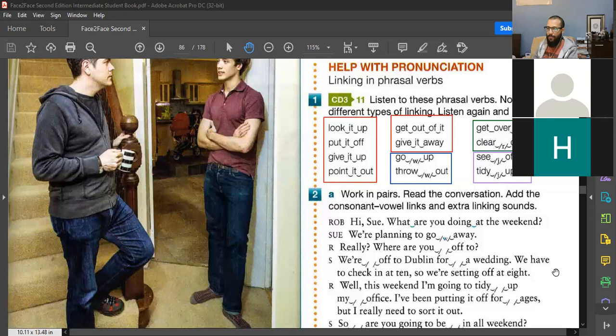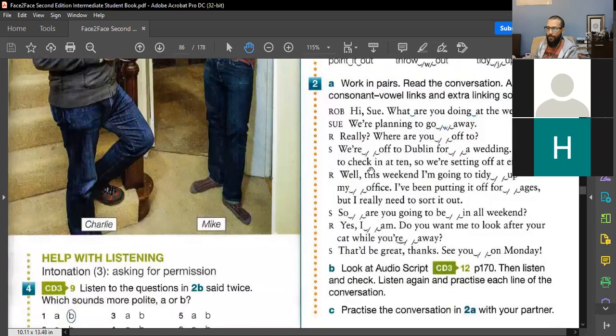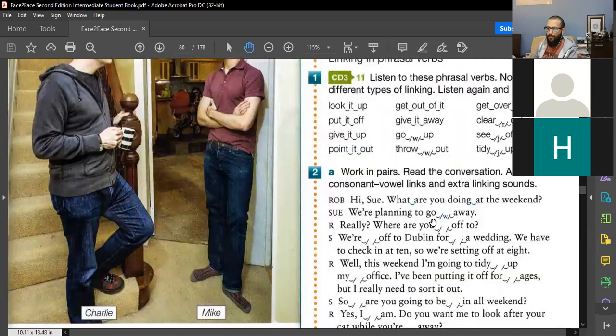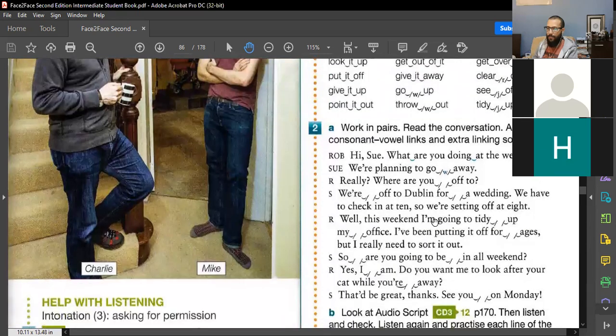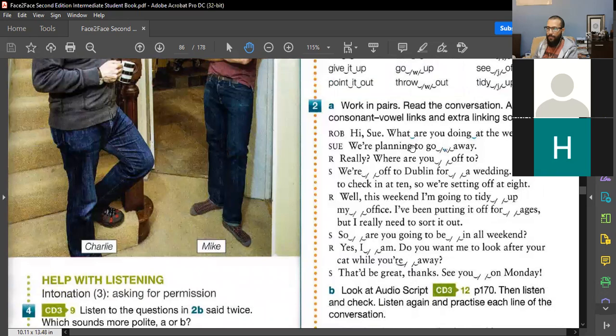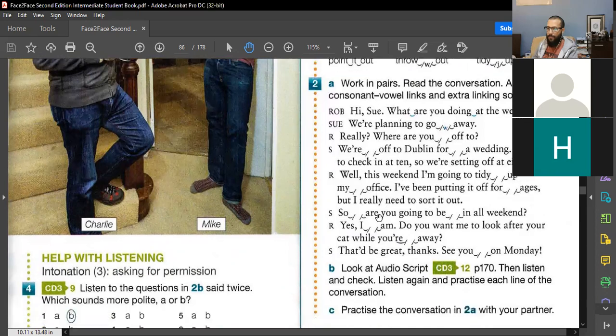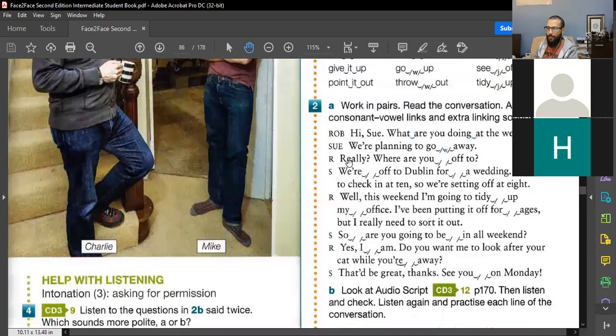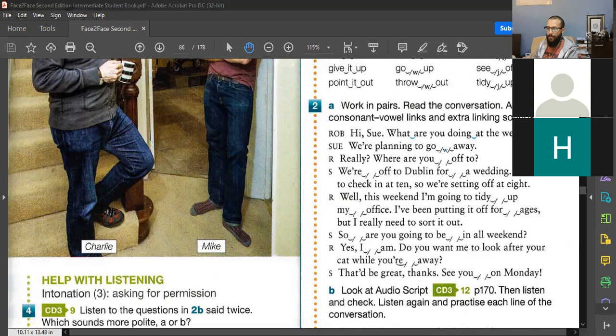So in number 2, they want us to practice, but I don't think we need to practice. Let me just play it for you so you can hear these sounds. They're in an incomplete set, but that's fine, not very important. Just listen to it, pay a little attention and notice them. So I'm going to play this conversation between Rob and Sue. Let's listen. Track 12.